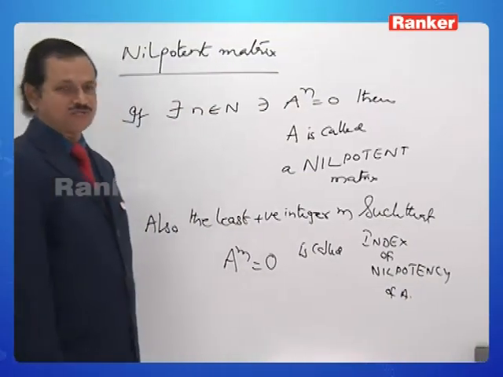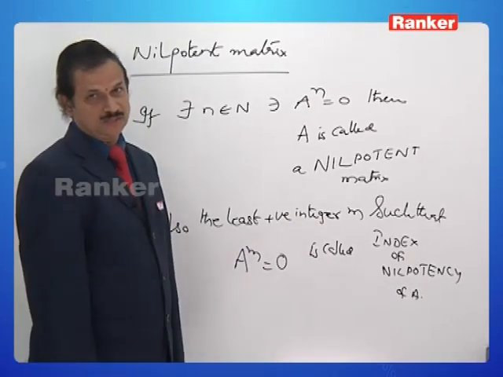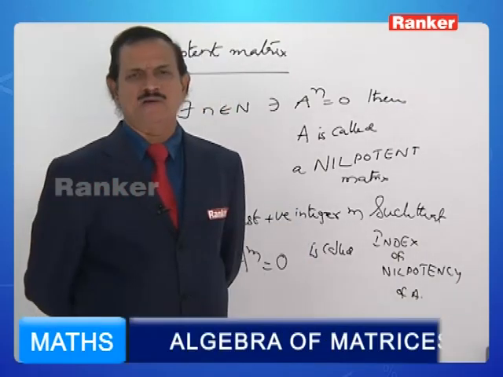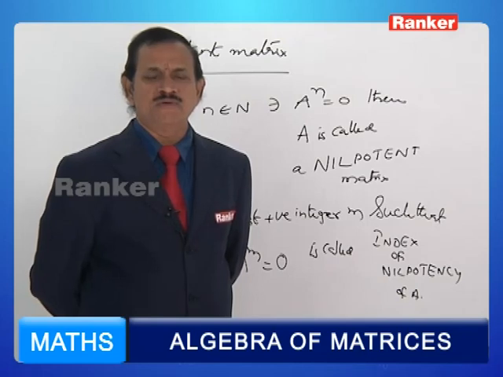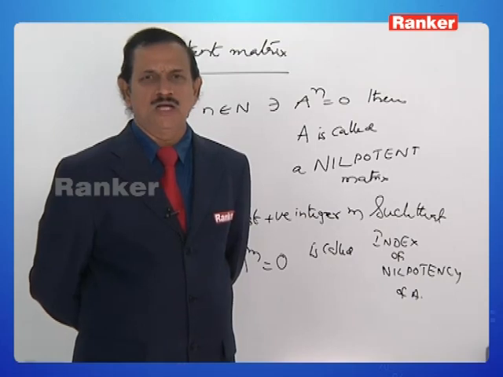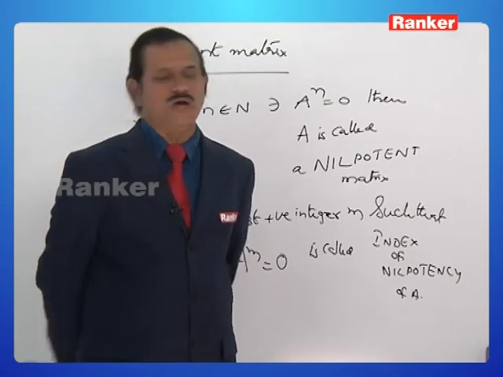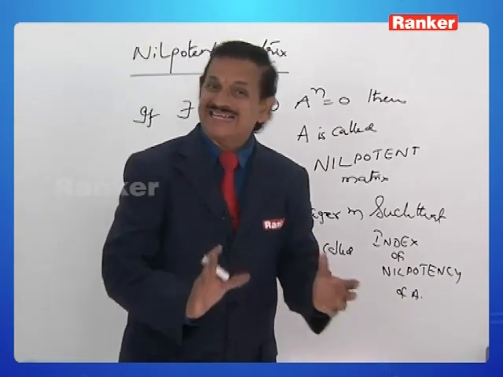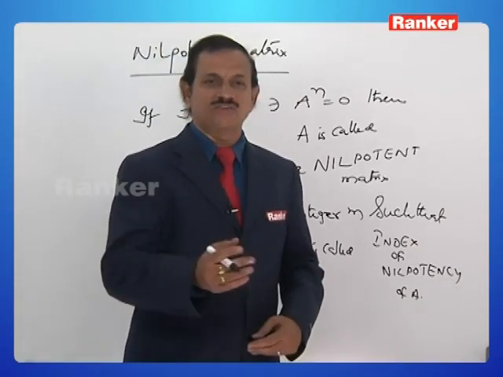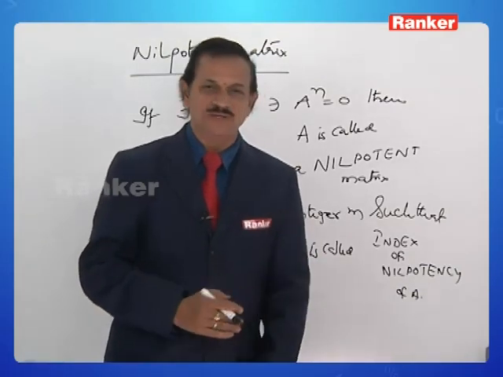You can ask me a doubt: why is it necessary to define the index of nilpotency? Suppose in a particular question you have that A power 6 is equal to 0. What do you say about A power 5? What do you say about A power 4? What about A square? It's not given. Of course, if A power 6 is 0, A power 7 is 0, A power 8 is 0, and so on. So to have clarity about the exponent at which we get 0, the index of nilpotency has been introduced.